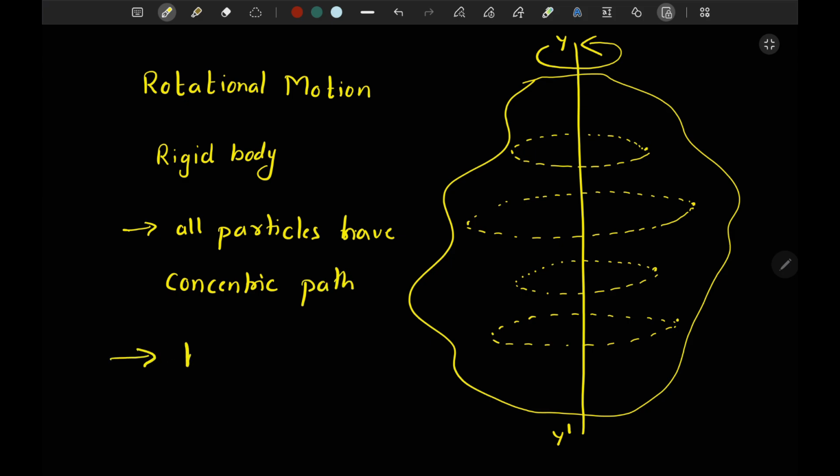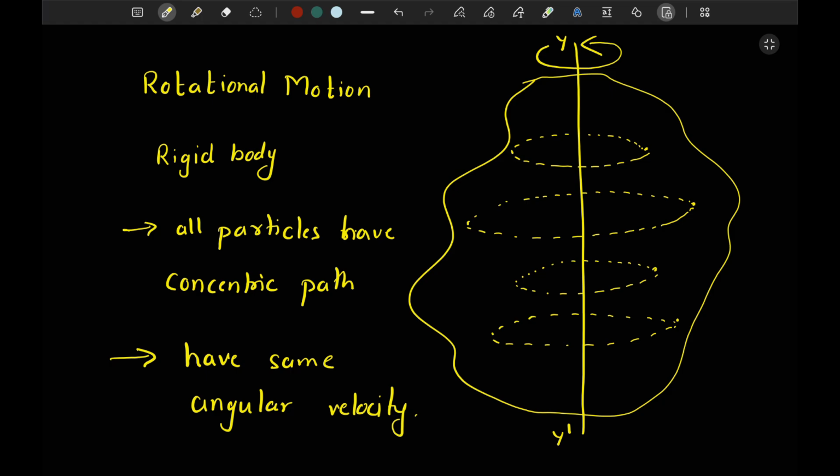Also, they have same angular velocity. So, a rigid body in rotational motion is only considered if all its particles rotate in concentric paths and they have same angular velocity.